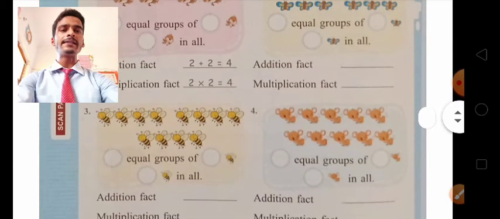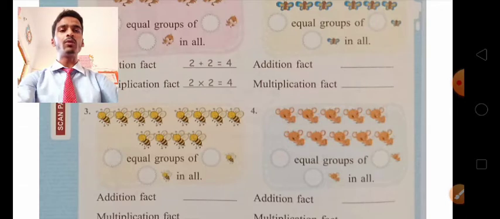In third, you can see here, how many equal groups are there? There are 3 equal groups. 3 equal groups mean there is the same number of bees in each group, so they are equal groups. And how many bees in each group? There are 4 bees in each group. So how many are there in all? There will be 3 multiply 4 equal 12. What is 3? 3 is the number of groups, and what is 4? 4 is the number of bees in each group.